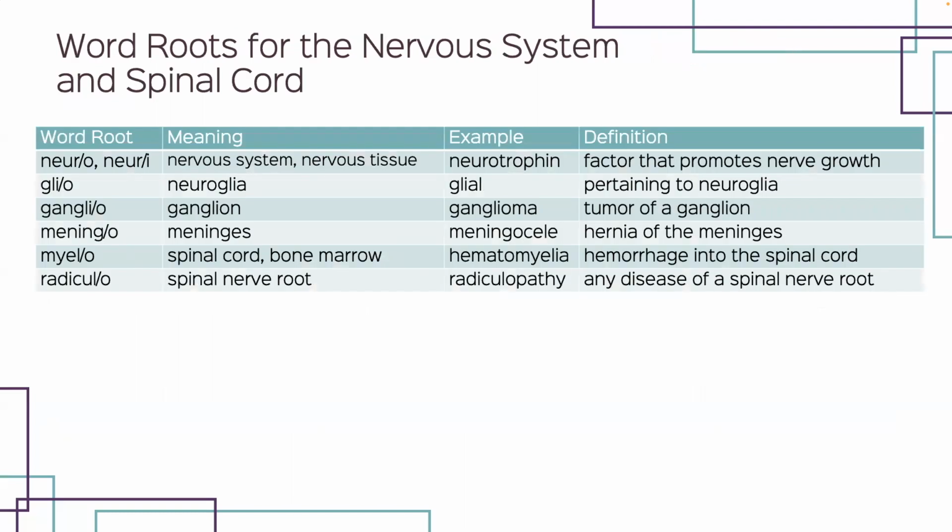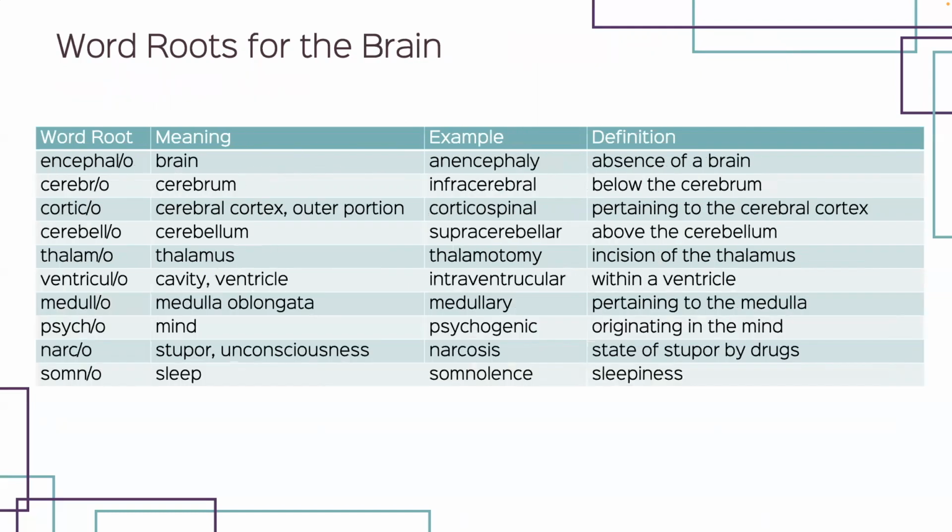And then medical terminology wise, for the nervous system and spinal cord, we've got these here. So your neuro, neurotropins, glial, ganglio, meningo, myelin, and reticulum. So all of those are just, again, those corresponding word roots with the nervous system. And then word roots that are specific for the brain. Some of them are for specific portions of the brain. Some of them are different states or minds of the brain.